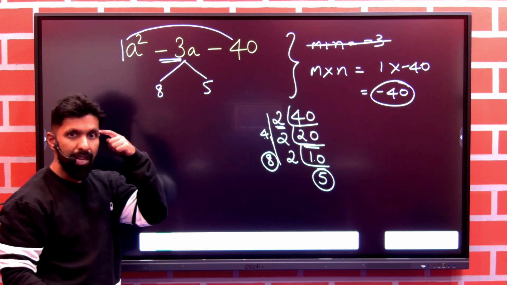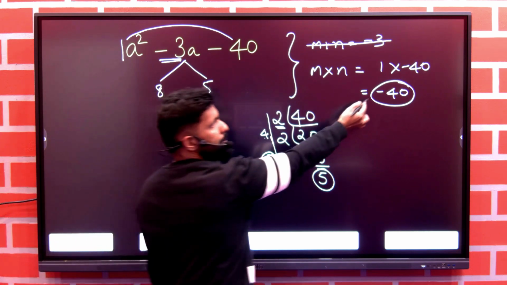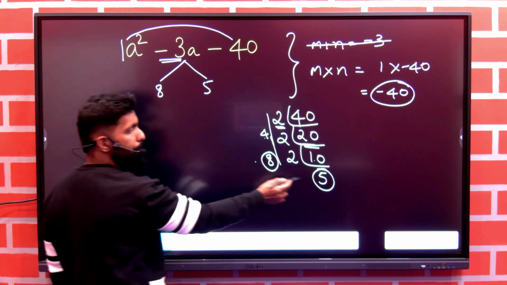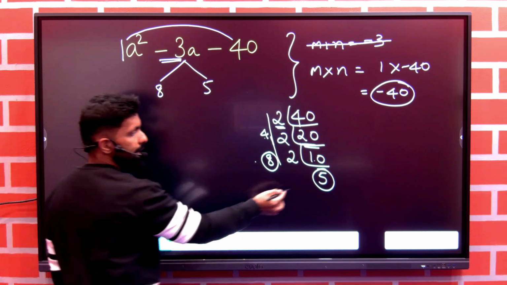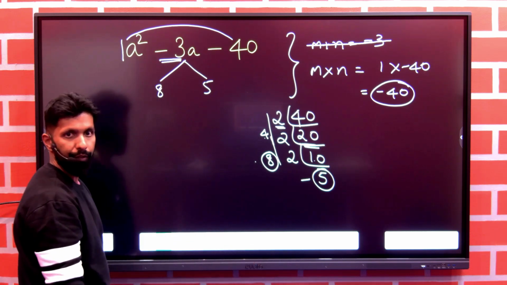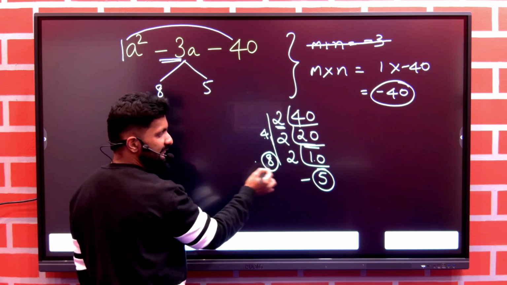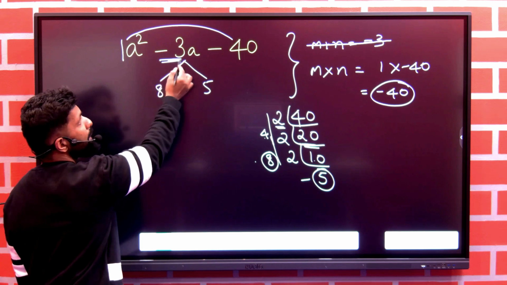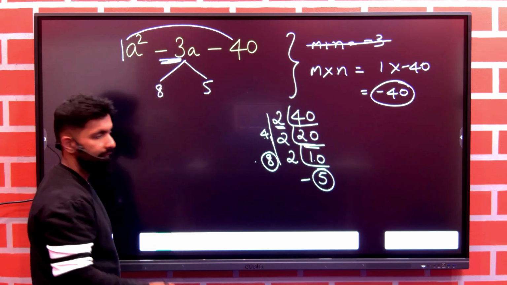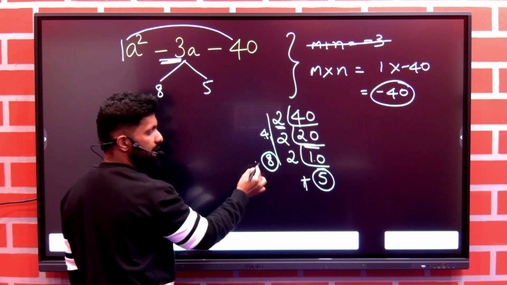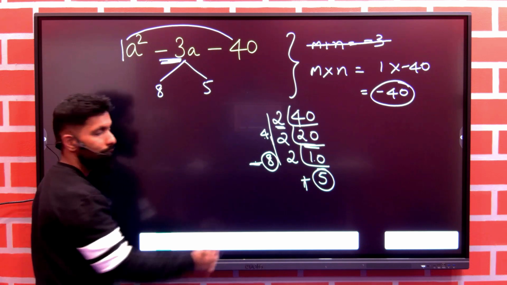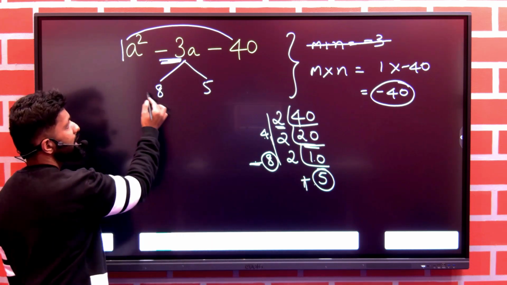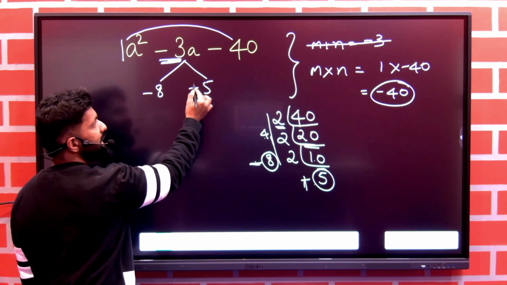But there is something in my mind, right? There was a minus sign in my mind. So I have to give the minus sign to the right person. For example, if I give the minus sign to the 5, 8 minus 5 becomes plus 3, right? But I want a minus 3 here. So it's not correct. So I should give the minus sign to 8. Check now. Minus 8 plus 5 would result in minus 3. So the correct factors are minus 8 and plus 5.